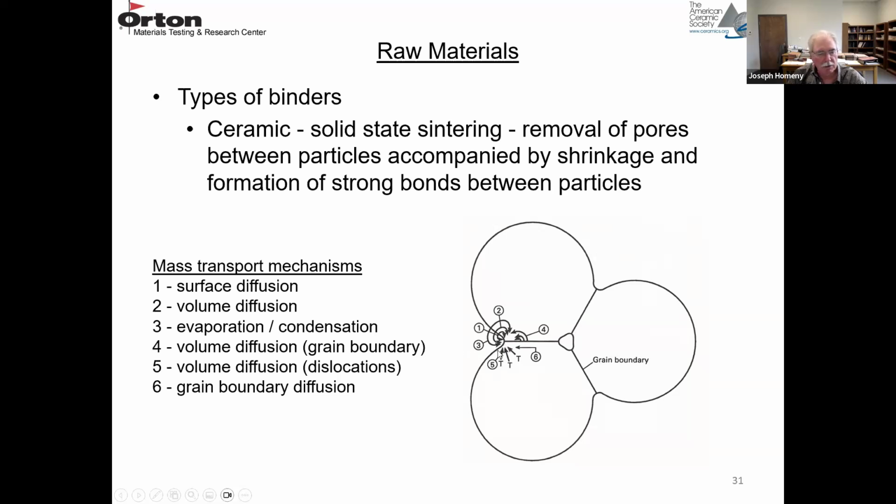It has a lower partial pressure here. There's another volume diffusion, where material moves from the grain boundary through the volume to the neck region. There's another volume diffusion where material moves from dislocations, crystal defects, to the neck region. And then there's grain boundary diffusion, where material is moving along the grain boundary. All of these mechanisms are depositing material in the neck regions and building up the grain boundaries.